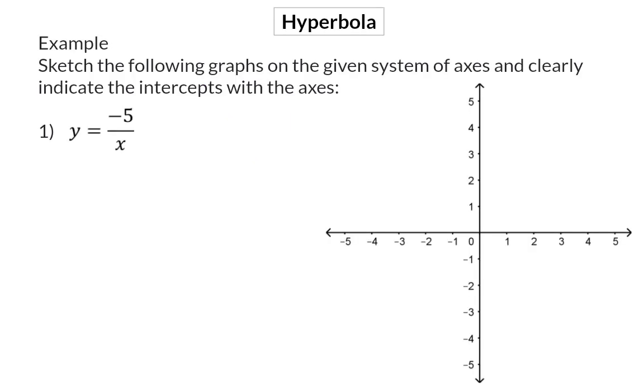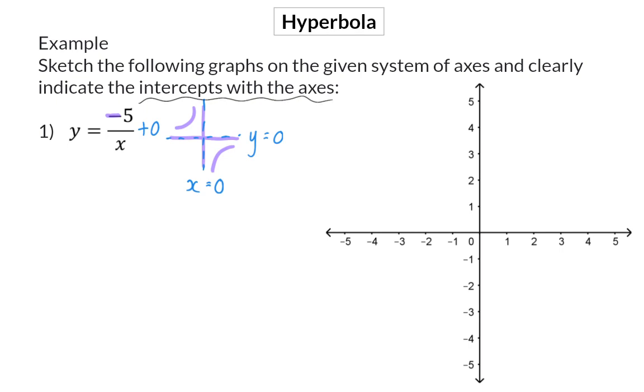Example: sketch the following graphs on the given system of axes and clearly indicate the intercepts with the axis. In the first example, the a value is negative, so we know that this hyperbola will lie in the second and fourth quadrant. There is no q value or a q value of 0, and this means there will be a horizontal asymptote at y is equal to 0 on the x-axis. In grade 10, the vertical asymptote is always on the y-axis or the line x is equal to 0.